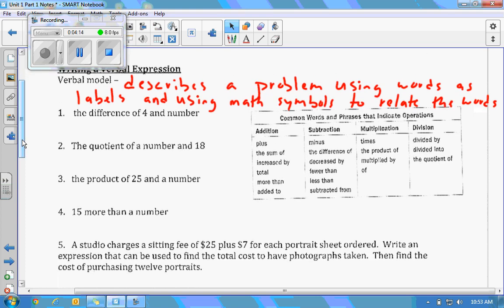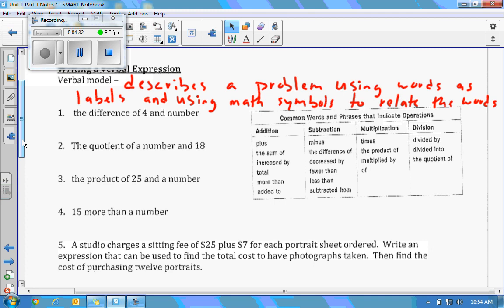If you look at this table, I just printed that out of your book. It says common words and phrases that indicate different operations. So our 4 main operations are addition, subtraction, multiplication, and division. And then it just has some common words that indicate that. So for all of these examples, we're going to write the verbal expressions that go with them.